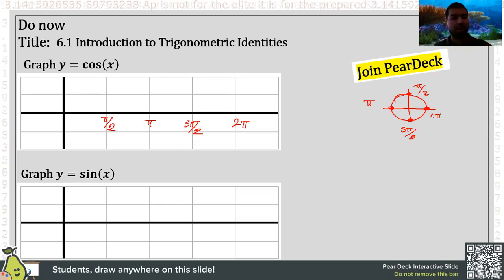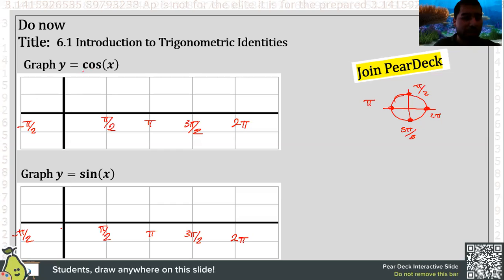Of course, we can go on the left-hand side. This would be negative pi over 2. Just realizing that it's a reflection, so they would be negative. So negative pi over 2, 0, then pi over 2, pi, 3 pi over 2, and 2 pi. Okay. So let's go ahead and graph it.